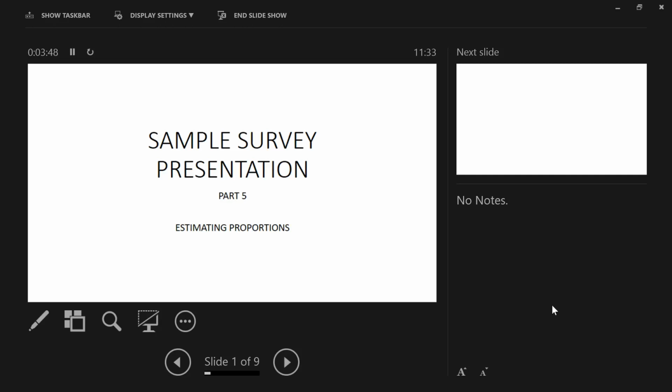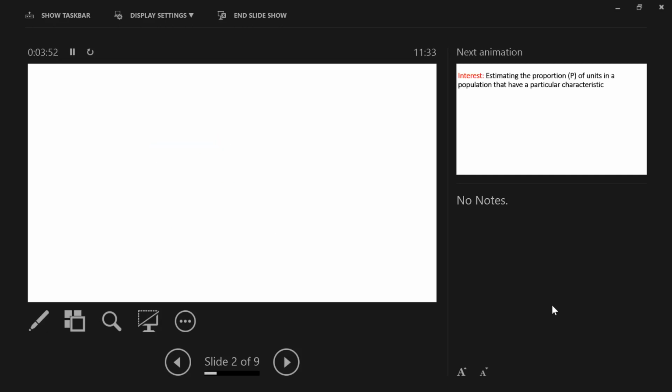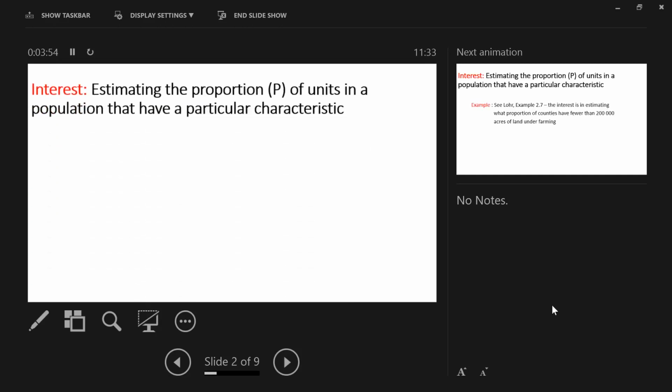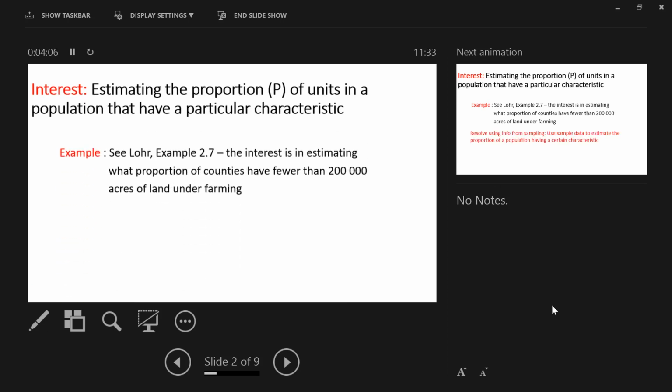Okay, so we're going to estimate proportions, and I will show you how to do it when we use the mean. The first thing you must know is that estimating the proportion of units in a population that have a particular characteristic is what we're interested in. We know how to estimate means, we know how to estimate totals, but it's now the other parameter, the proportion of a particular kind of unit in the population, that we're interested in.